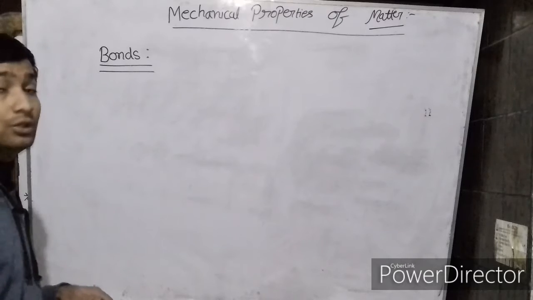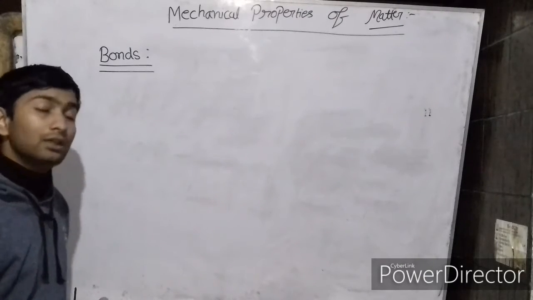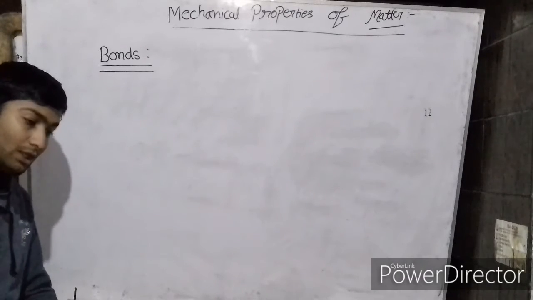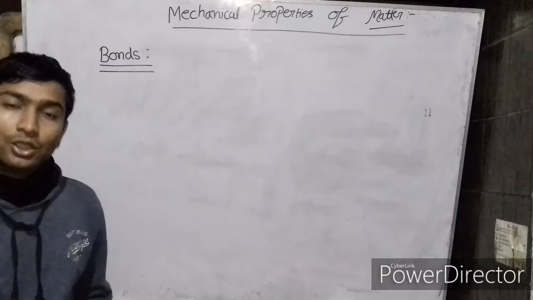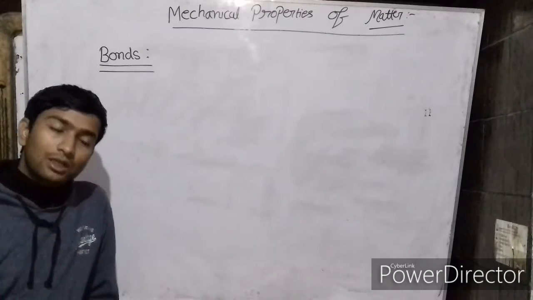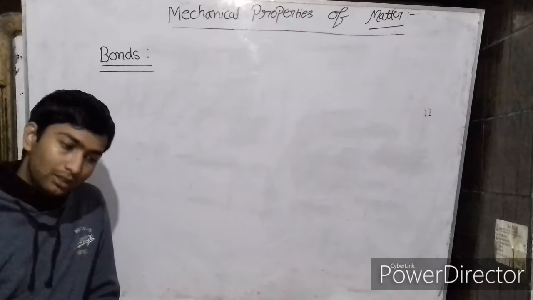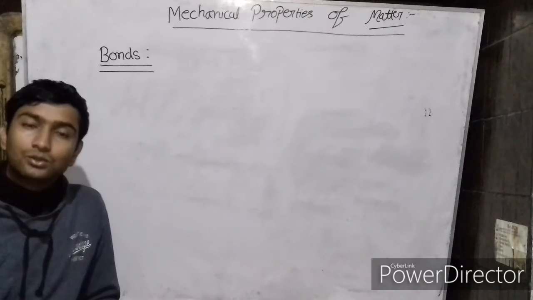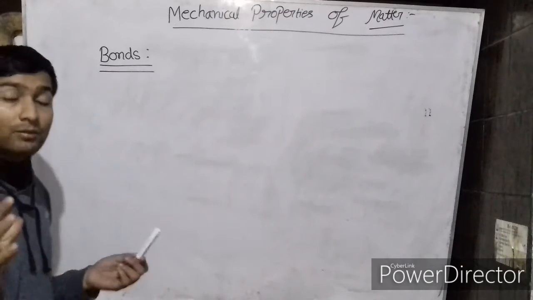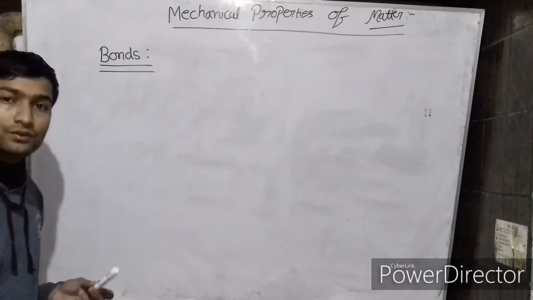Now today we are going to discuss bonds. These are not the bonds we use in banks. These are the bonds we use in physics and chemistry. So what are bonds? Bonds are those chemical forces which hold different atoms or molecules together. Bonds are chemical forces which are responsible for the stability of atoms or molecules.